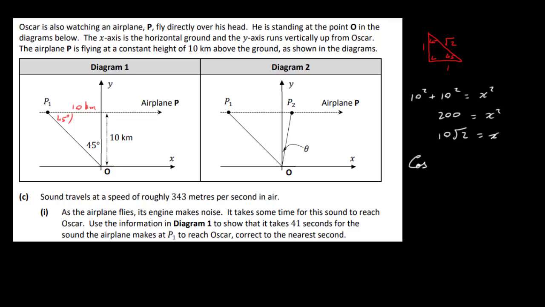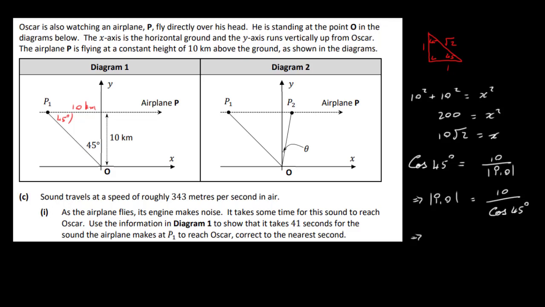Now, the other way of doing that, of course, is to use cos. Some of you may have done this: cos of 45 degrees, this 45 degrees here, we're going to use, so it's adjacent over hypotenuse, so the cos of 45 degrees is equal to 10 over the distance from P1 to O. So if you cross multiply and divide here, you get the distance from P1 to O is equal to 10 over the cos of 45 degrees.